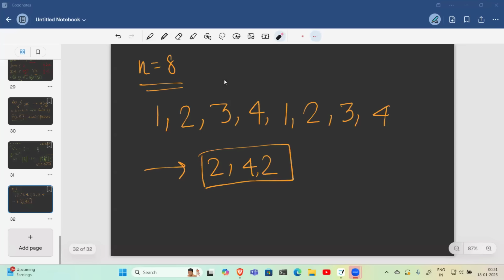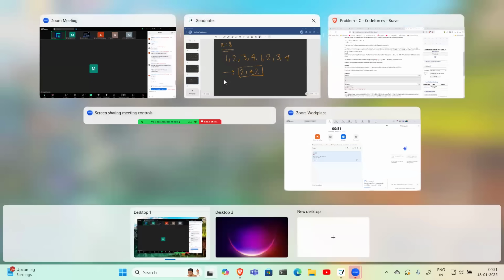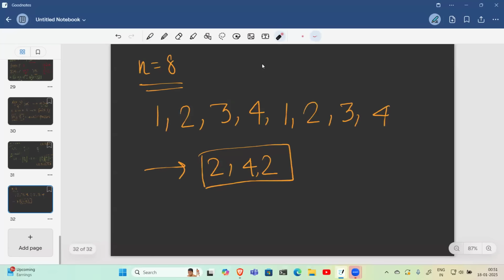Now Garvit, since this was your question, why are we not considering f of A equal to 4? Can you show me one example, one palindromic subsequence in this array which is of length 4? Can you find a palindromic subsequence of length 4 in this array?